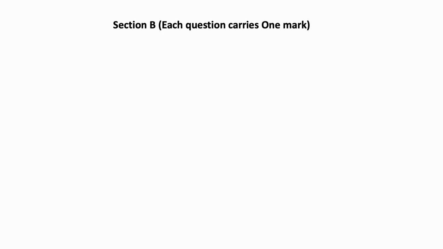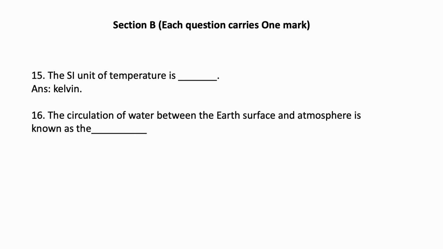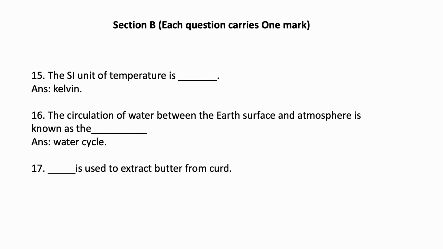Section B, each question carries 1 mark. The SI unit of temperature is Kelvin. Next one, the circulation of water between the Earth's surface and atmosphere is known as the water cycle. Next one, dash is used to extract butter from curd. Churning.